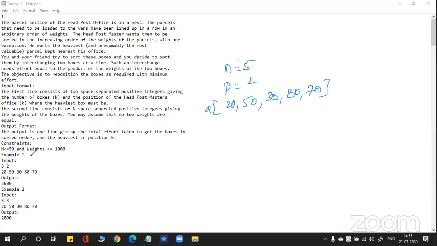Then the output format. The output is one line giving the total effort taken to get the boxes in the sorted order, where the heaviest is in position K. So the heaviest should be in position K. Now tell me, what should I do? What is the logic which we can apply? Any ideas?